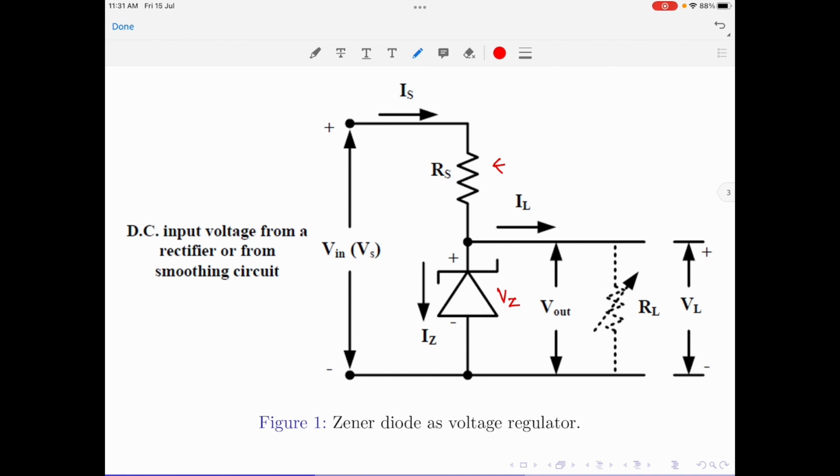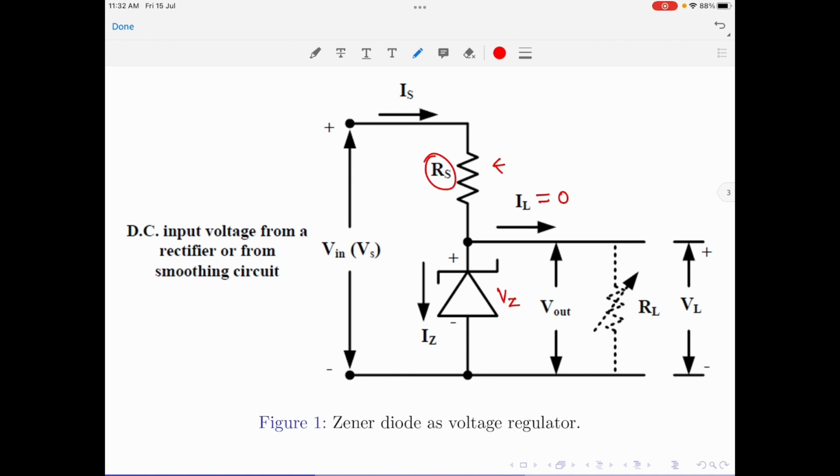When no load is connected, the value of IL will be 0. Please note that. Because the load current is 0, all of the circuit current now passes through the Zener diode, and this causes the Zener diode to dissipate maximum power. To make sure this circuit current does not damage the Zener diode, we have connected a series resistance Rs here. This series resistance will limit the current through the diode to a value less than or equal to the maximum permissible Zener current, thereby not letting it get damaged.